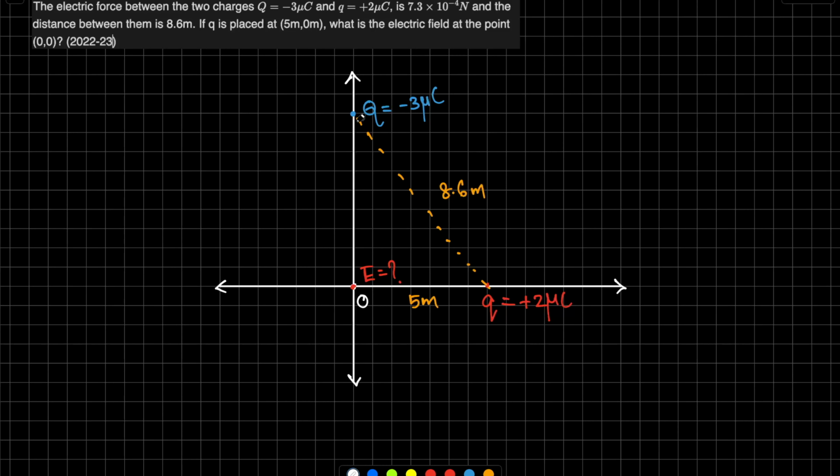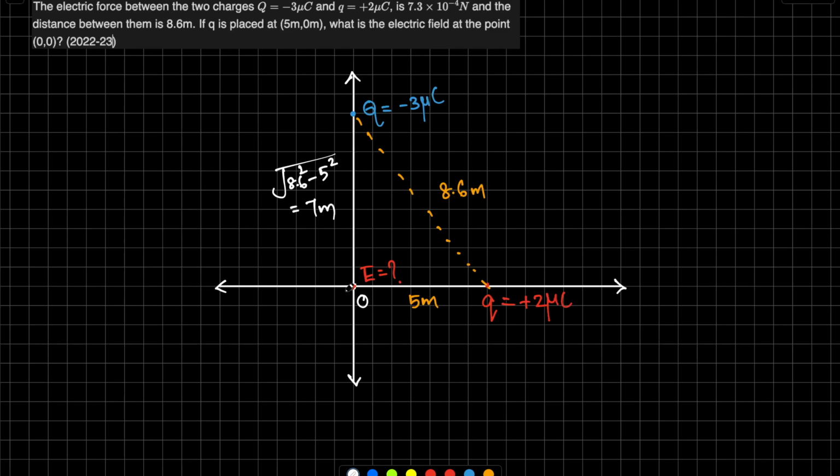I'm going to find this distance first. It's a right triangle. This side is 5 meters. This is the hypotenuse. It is 8.6 meters. So this side will be square root of hypotenuse square minus 5 square, 7 meters. So the distance from the negative charge to the origin is 7 meters. Now let's solve this problem.